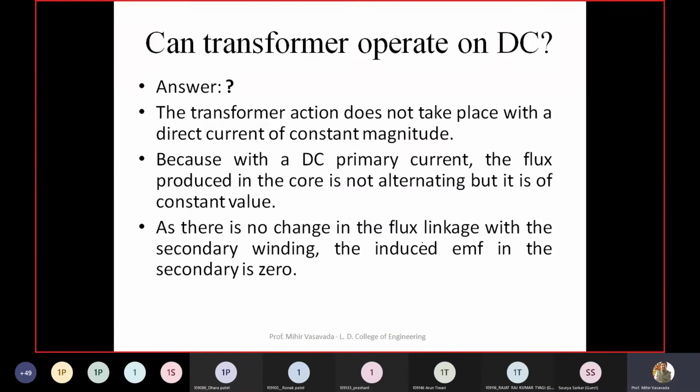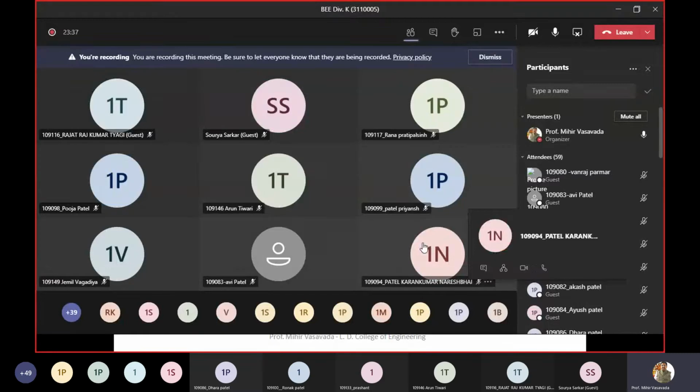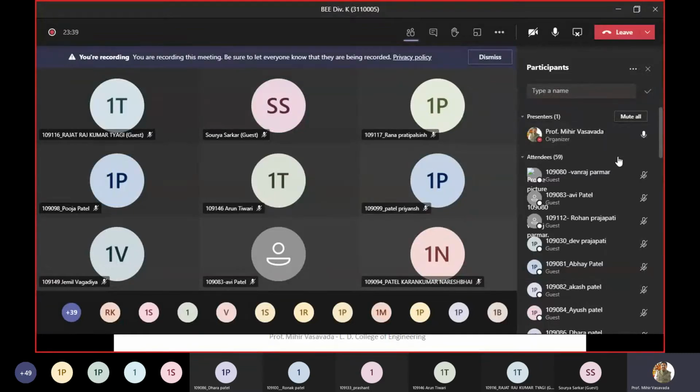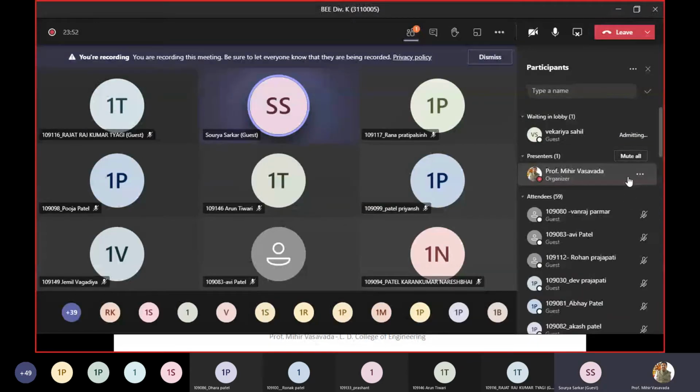Now the question is, can a transformer operate on DC instead of giving AC supply to the primary winding? If you give DC supply, will the transformer work or not? Tell me. No, sir. Why will it not work? What is the reason? It will not be alternating, sir.